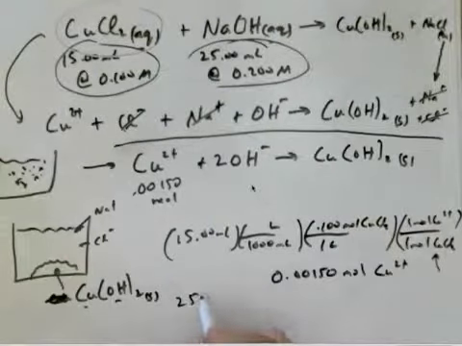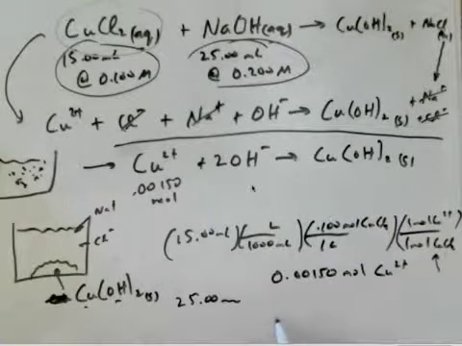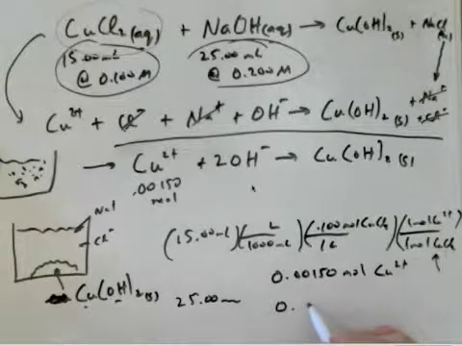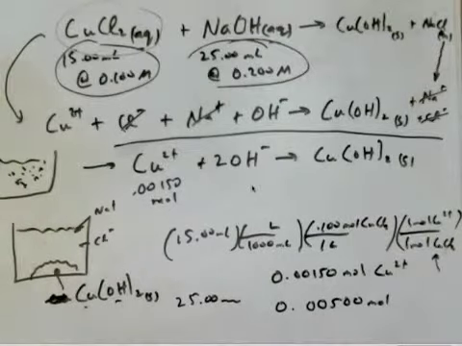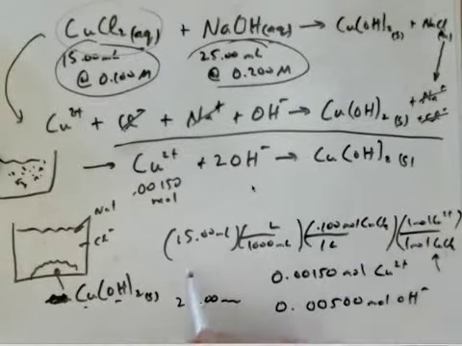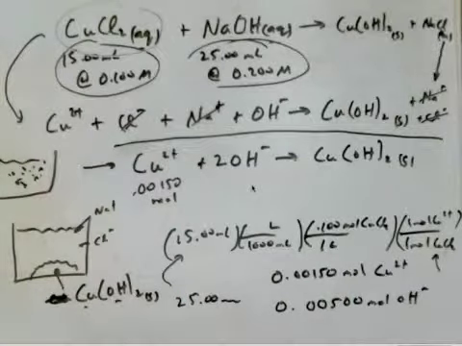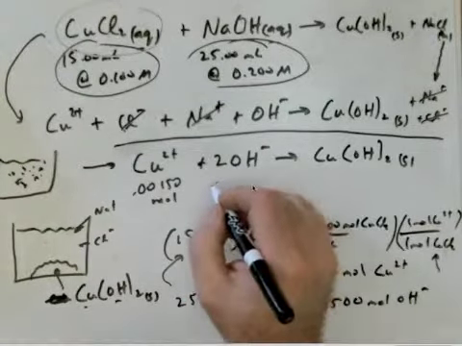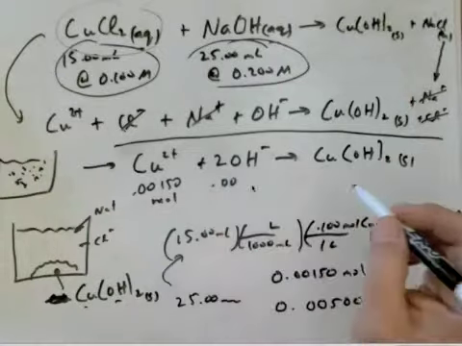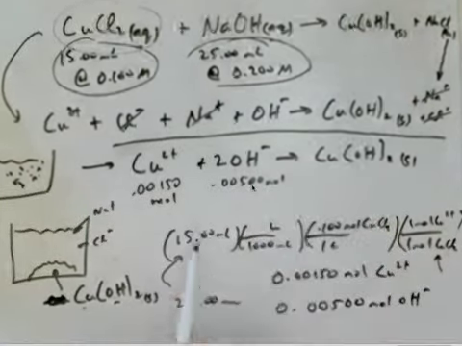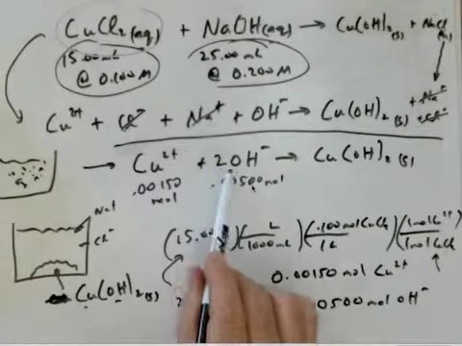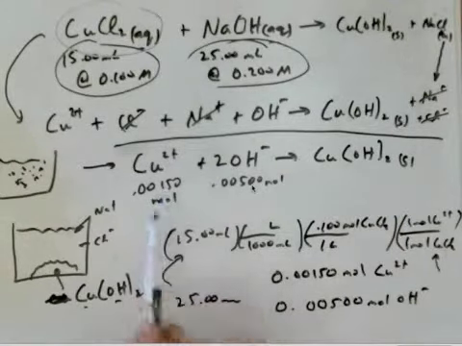So I'd go 25 milliliters. I would do the same math, and at the end I'll get what did I get? 0.00500 moles of hydroxide ion using virtually the same math as that with different numbers. Okay, so there's my 2 starting amounts, 0.00500 moles of hydroxide. Well, hydroxide is getting used up faster, but it looks like there's still not enough copper.